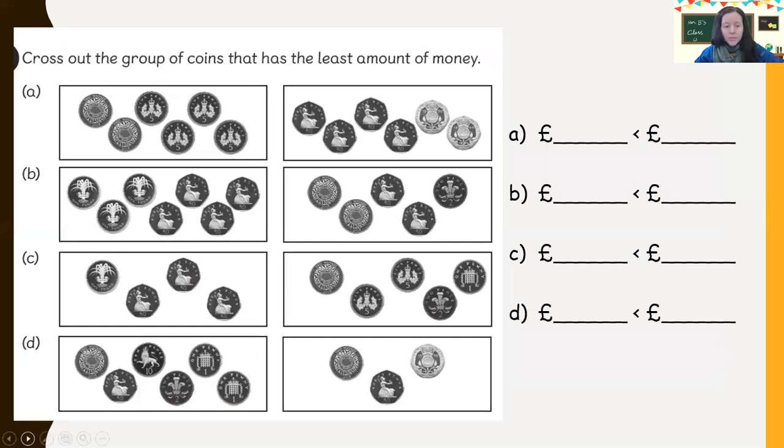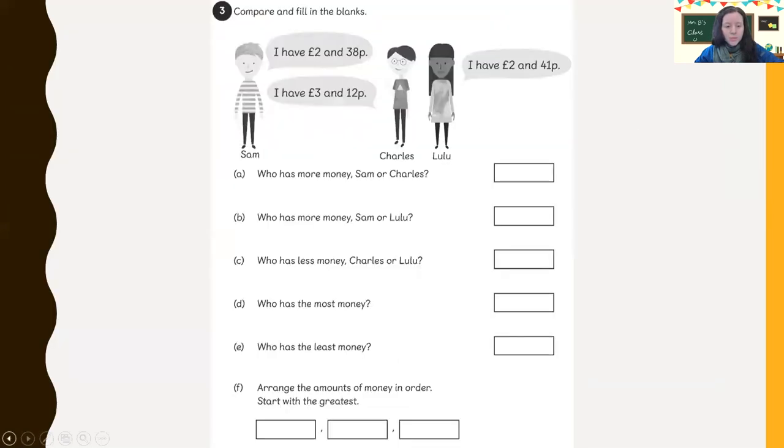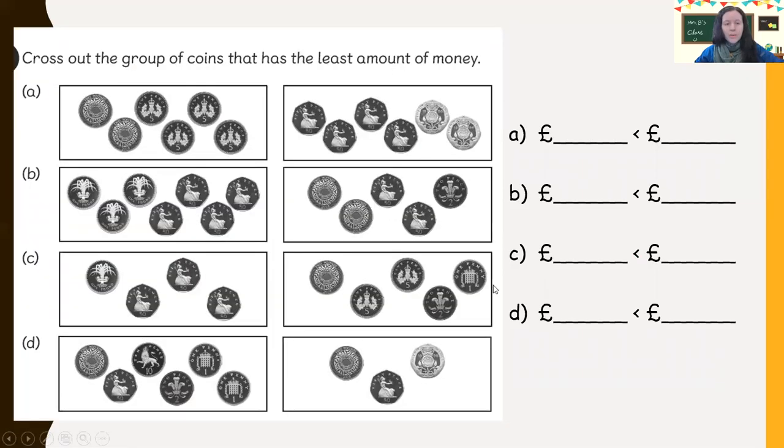Let's look at this page now. I think this is the last page. Oh, no, there's an extra page. There we go. Okay, cross out the group of coins that has the least amount of money. Now, I had to get a little bit creative thinking about how you could write this. We can't cross it out because it's not in front of us. So what we can do is write both amounts and then put the less than sign here. So write the smallest amount this side and the biggest that side.